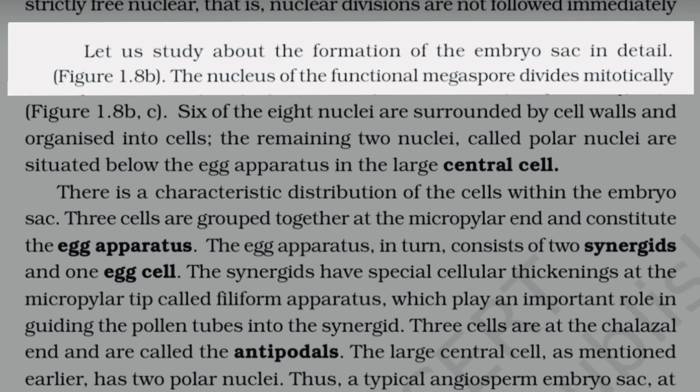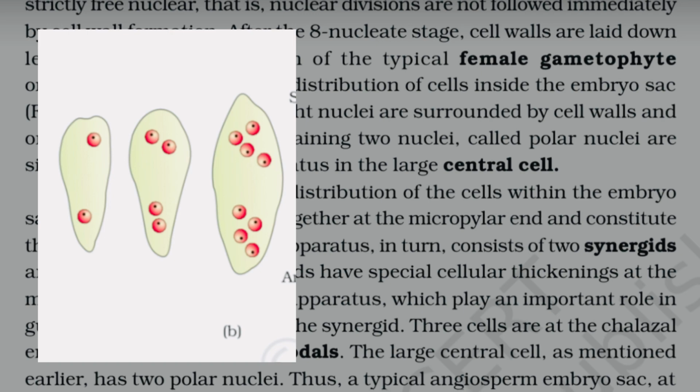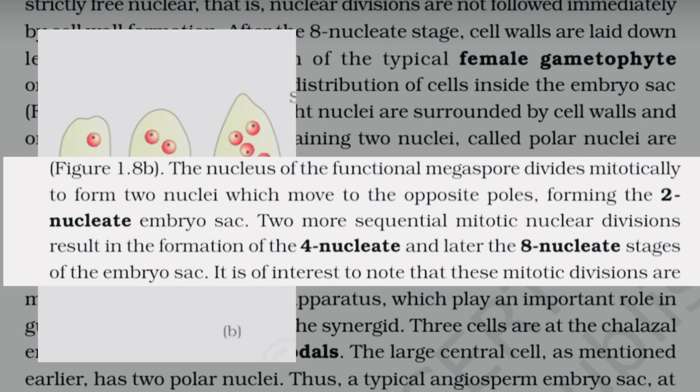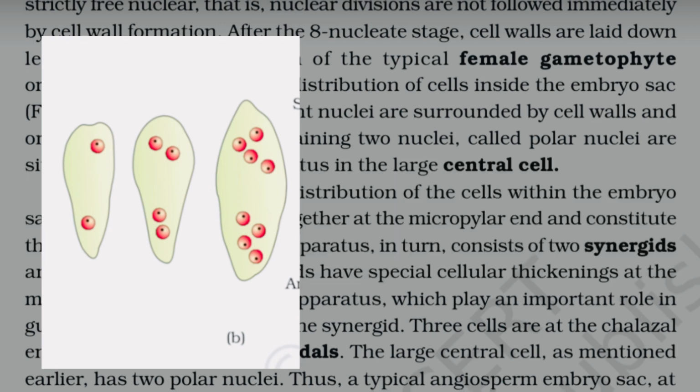Let us study about the formation of the embryo sac in detail. The nucleus of the functional megaspore divides mitotically to form 2 nuclei which move to the opposite poles, forming the 2-nucleate embryo sac. 2 more sequential mitotic nuclear divisions result in the formation of the 4-nucleate and later the 8-nucleate stages of the embryo sac. It is of interest to note that these mitotic divisions are strictly free nuclear, that is, nuclear divisions are not followed immediately by cell wall formation.